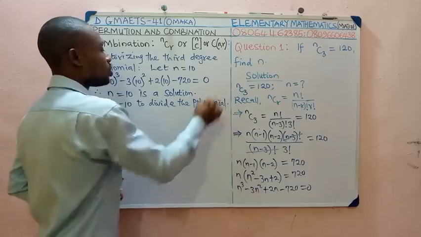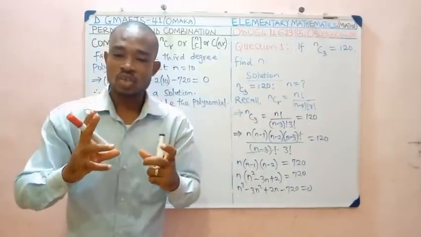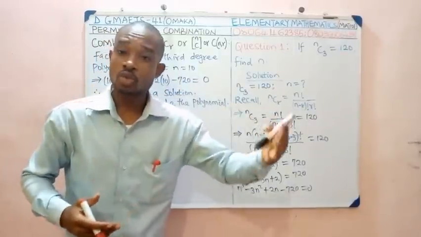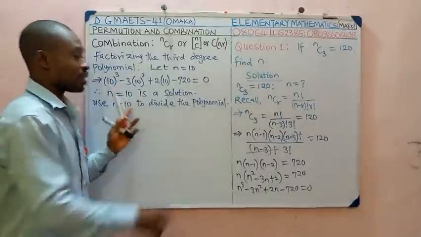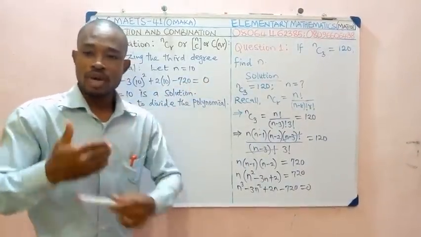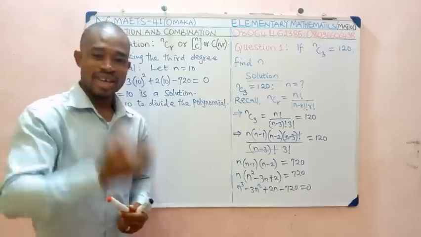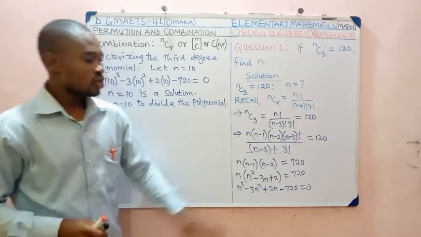So here we're going to do polynomial division to get the quotient. Then we'll check whether the quotient can factorize so that we can get the other two possible values of n. Already we've gotten one value of n because when we substitute it here we got 0. Are you following, right? So we're going to do polynomial division now so as to get the other values of n. Okay?